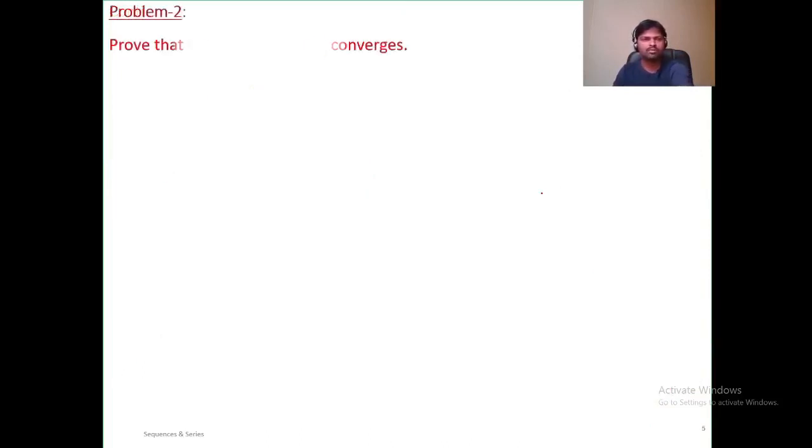Next one, continuation, problem number 2. Prove that the series 1 upon n square converges. Again same story. So roughly I will discuss. First, nth term divergence test. Okay, first one, nth term divergence test.